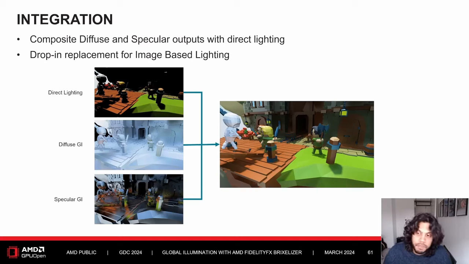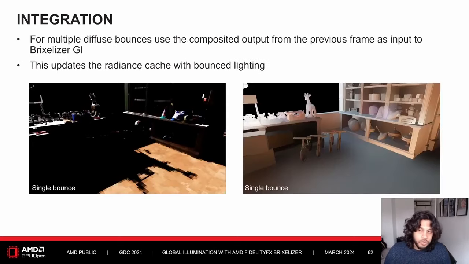After the update, you composite the diffuse and specular GI outputs into your direct lighting output the same way you would do with image-based lighting, usually by plugging it into Epic's split sum approximation. Now, using just the direct lighting from the previous frame gives you one bounce diffuse GI. However, if you want multi-bounce GI, you can create a feedback loop by using the composited output from the previous frame as input to Brixelizer GI.